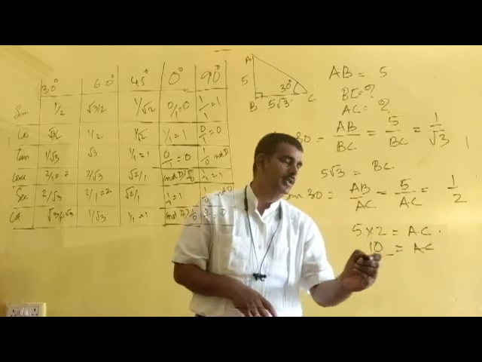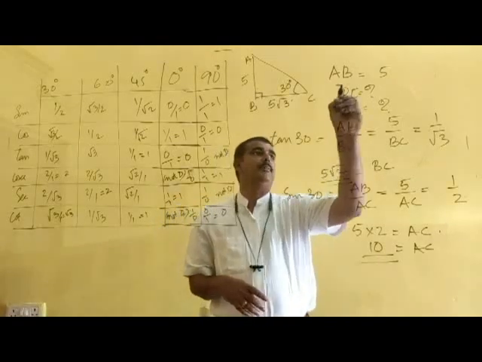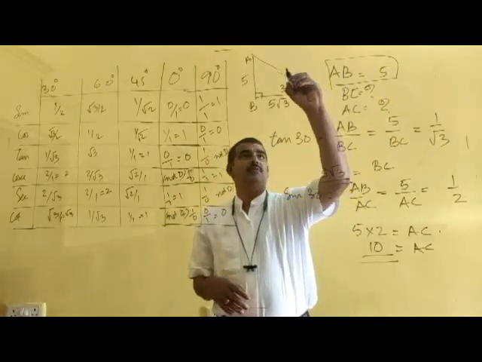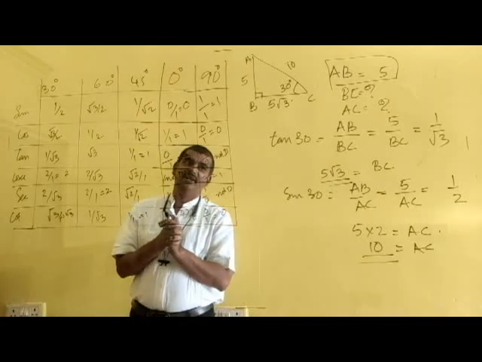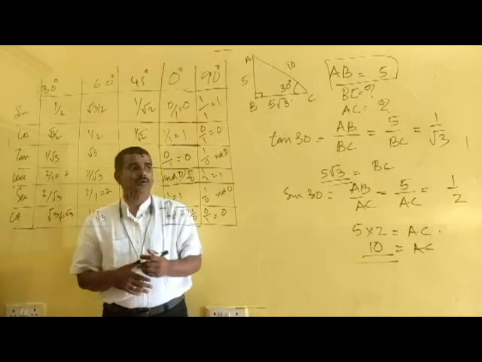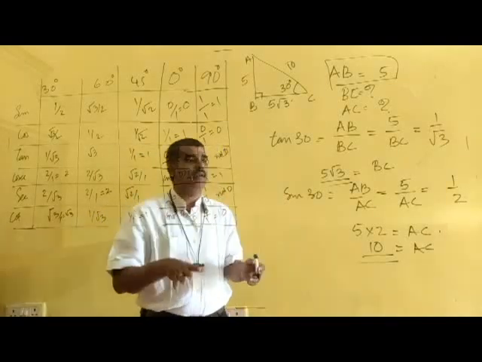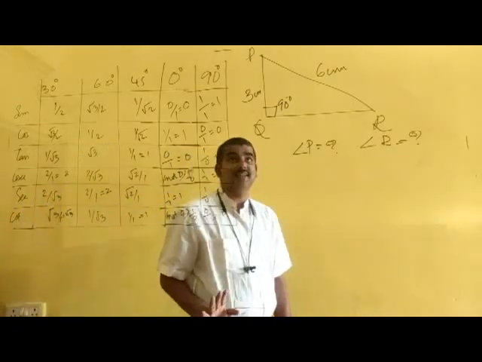AC is equal to 10 and BC is equal to 5 root 3, and AB you are knowing. So you got all the sides of this triangle. It's very clear in front of you. If you have any doubt, watch this video again and again and clear your doubts. So the next question is this one.